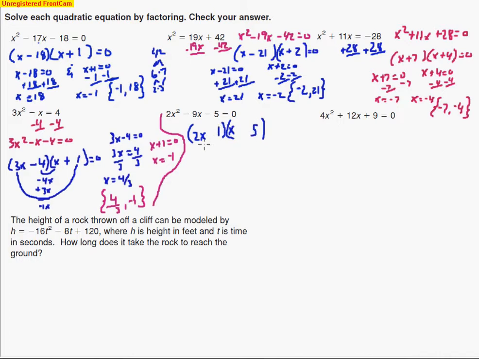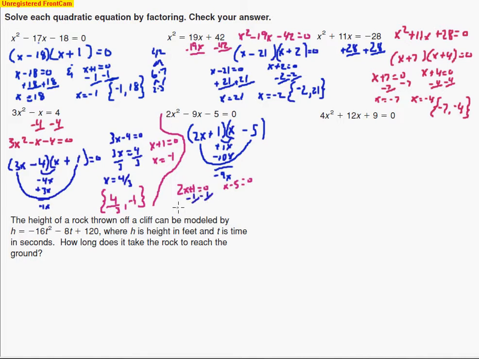And you see it works, because this is 10x, and this is 1x. We can get those to subtract to make 9x. We want a negative 9, so we make it a negative 10 and a positive 1. Well, from that point, all you're going to do is set the factors. The 2x plus 1, set that equal to 0, and do the same thing with the x minus 5, set that equal to 0.